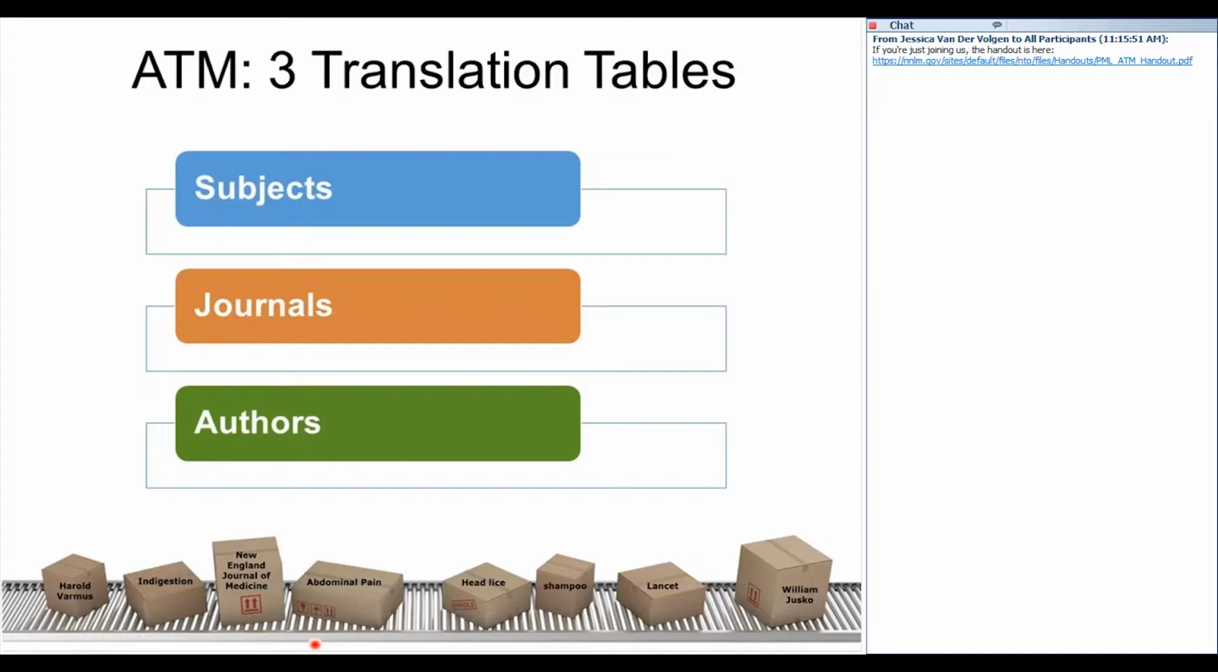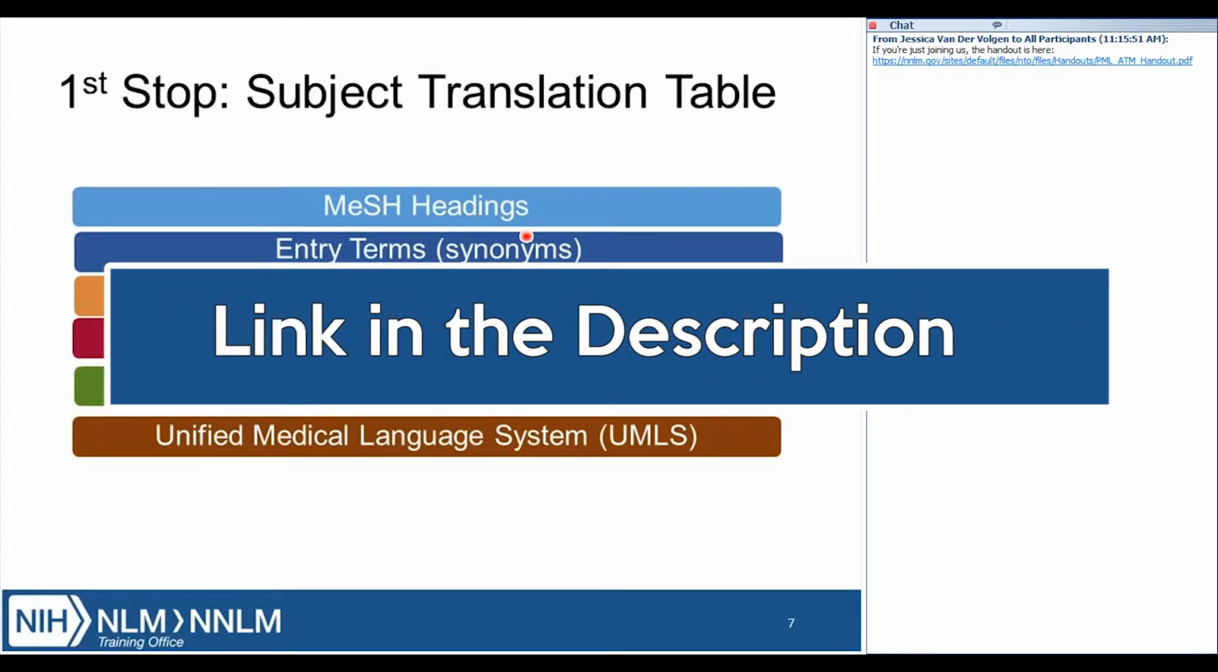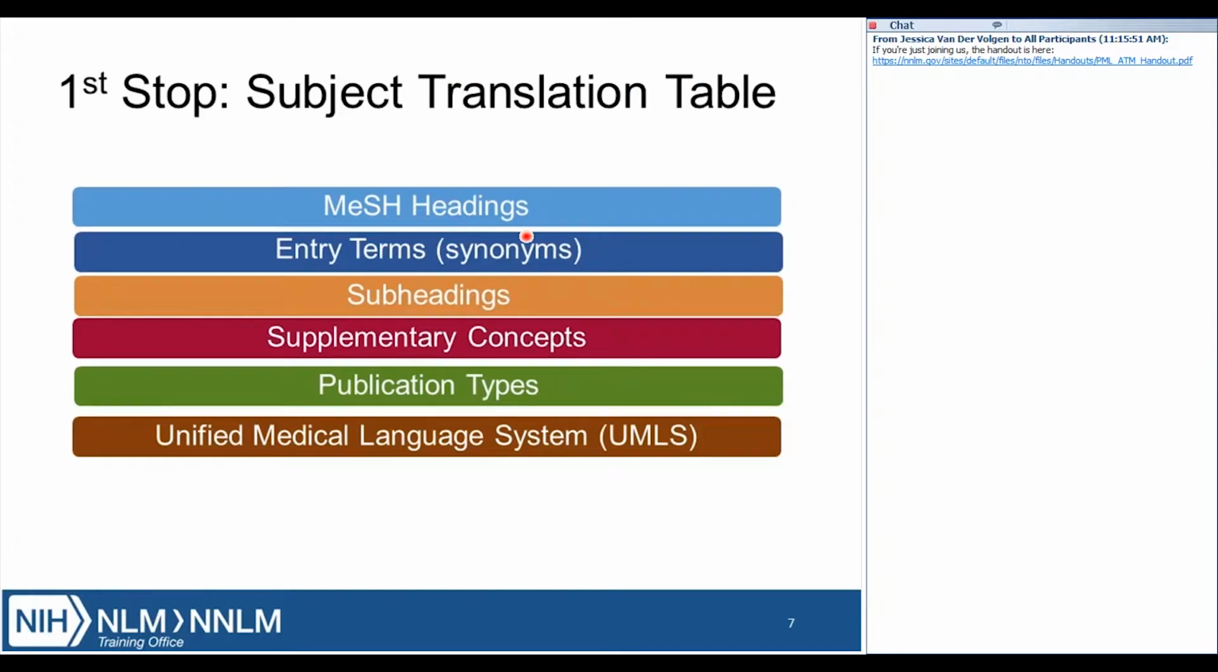So let's take a closer look, even deeper, at that first stop on the conveyor belt, which is the subject table. So the subject table, that first stop, includes everything we see on this slide. So it's going to look for mesh terms, which indigestion mapped to dyspepsia because it's an entry term or a synonym. It's then going to try and map to subheadings, also supplementary concepts and publication types. And those are the 4 types of mesh terms that Jesse talked about last week if you were in the session: mesh headings, subheadings, supplementary concepts, and publication types. So they're all part of this subject translation table, plus the entry terms.